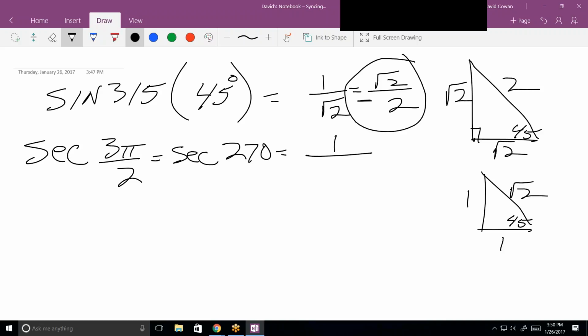1 over 0? Reciprocal of secant. Yeah, so it's 1 over 0. Well, it's cosine. Oh, 1 over cosine, sorry. Start with 270. And then the cosine of 270 is 0. So we've got 1 divided by 0, so this one is undefined.